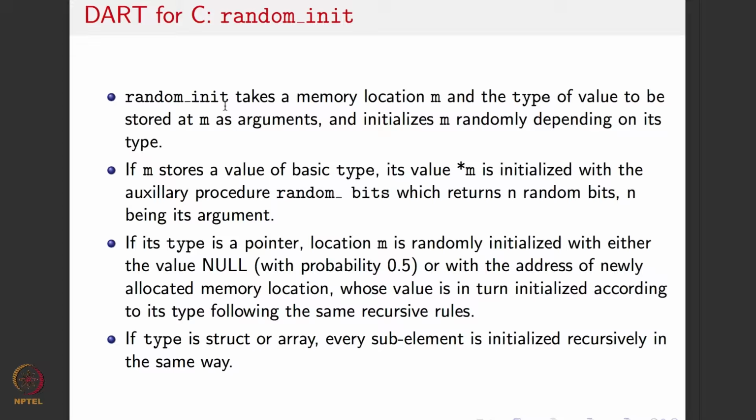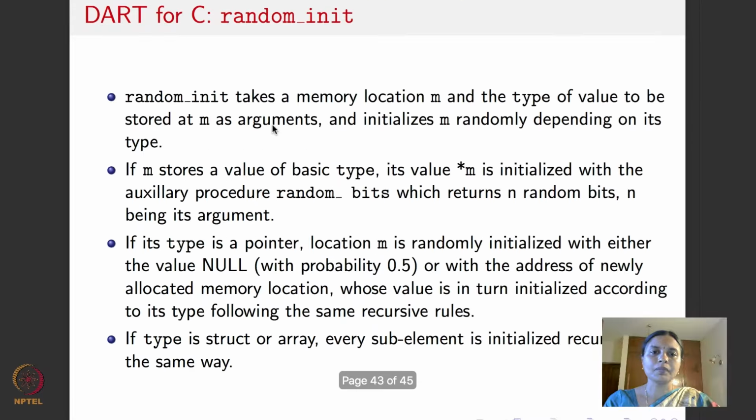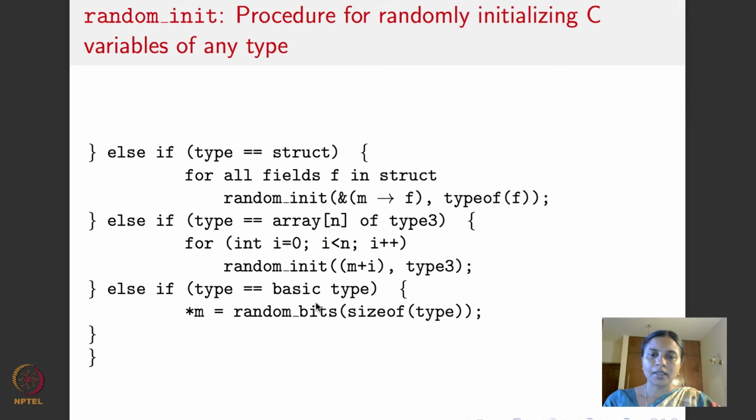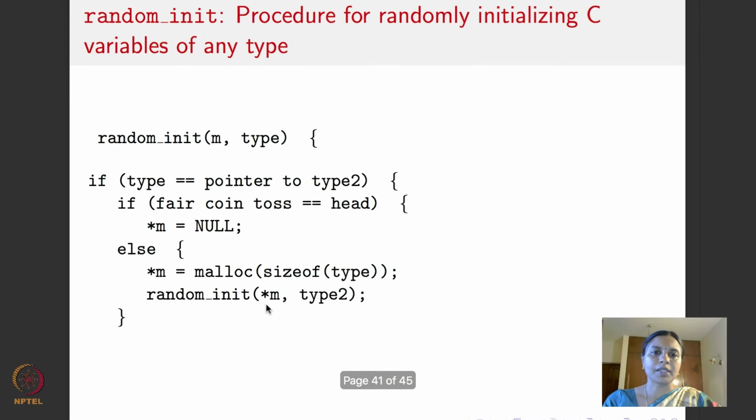Now, what does random init do? It takes a memory location m and the type of the value to be stored at m as arguments, and initializes m randomly depending on its type. That's what is written here. If m is a value of basic type, then the pointer to m is initialized with the auxiliary procedure random bits, which generates some bits of a compatible type. If the type is a pointer, then it's randomly initialized either with the value null or with the address of a newly allocated memory location. This is the one which calls itself again because it's a recursive call.